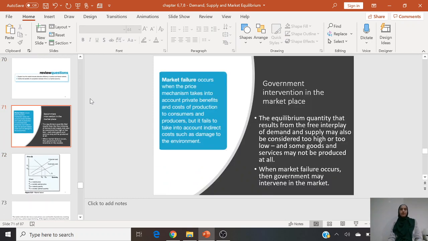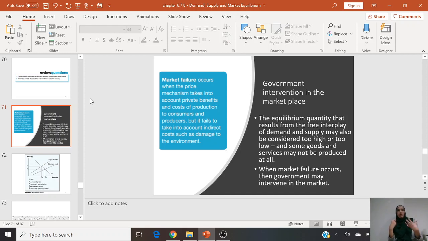Anyway, so market failure basically means that businesses take into account the costs that are incurred by consumers or by businesses or producers themselves, which is fine, but they don't take into account the social cost. And the social cost in this case, we particularly mean environmental cost for businesses nowadays.